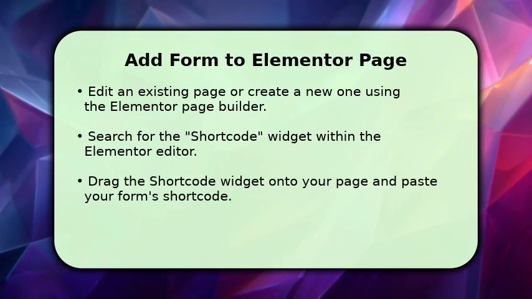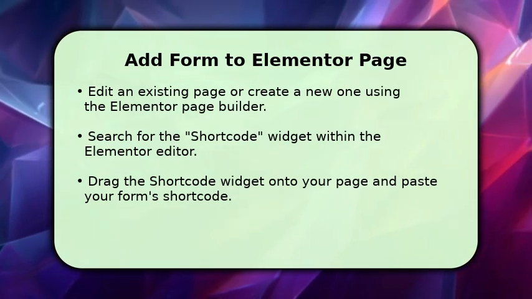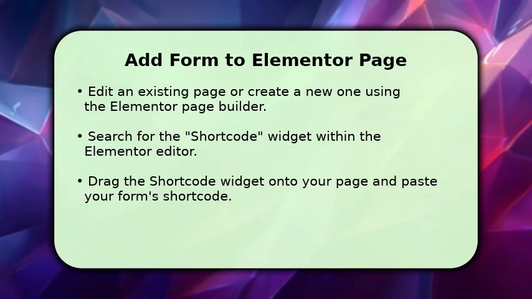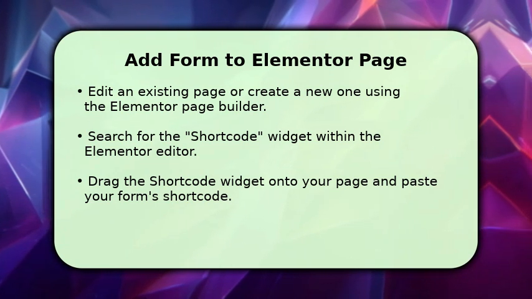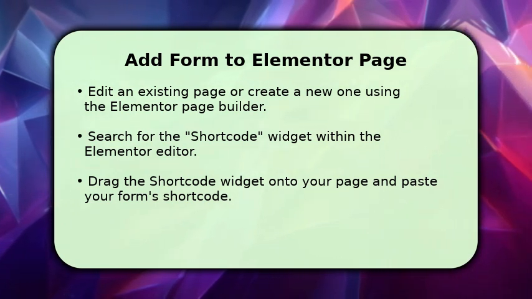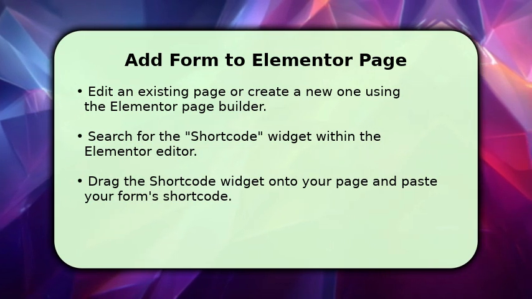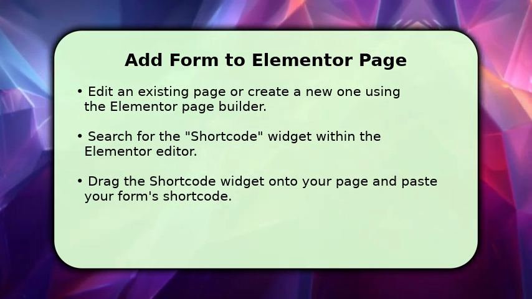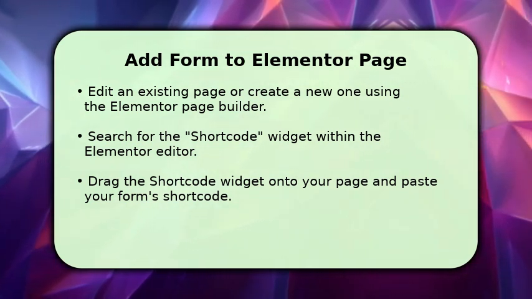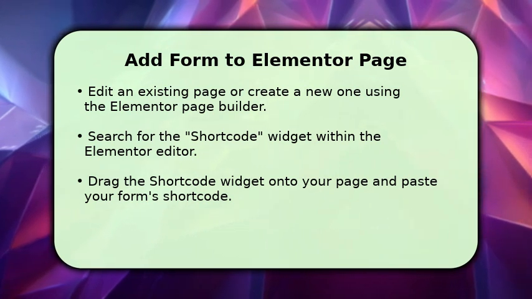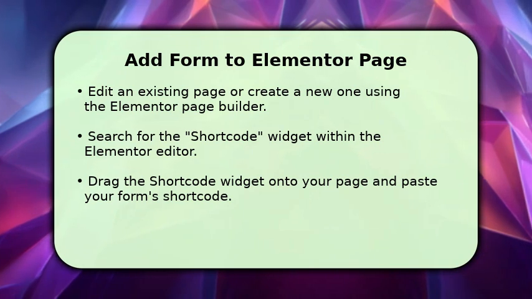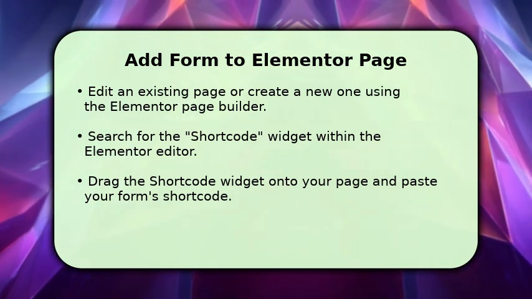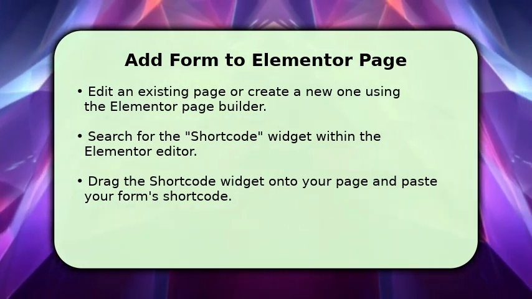With your contact form created, let's integrate it into your Elementor page. Open the page you wish to edit with Elementor, or create a brand new one. In the Elementor editor, search for the shortcode widget. Drag and drop this widget onto your desired section of the page. Then, simply paste the unique shortcode you obtained from Contact Form 7 into the widget's field. This instantly displays your form.